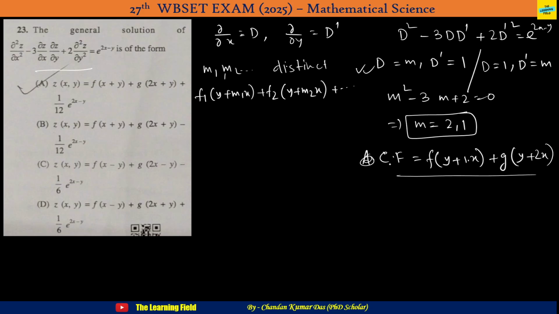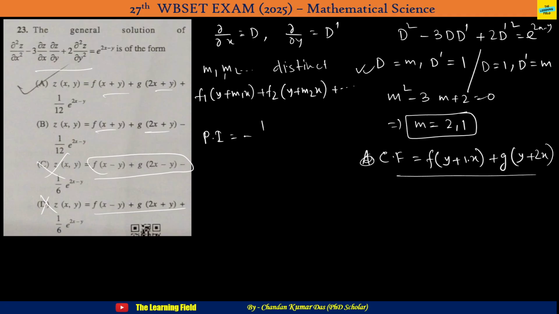So now we can discard options based on the CF. This has a minus, so cancel out. This also has a minus and plus, cancel out. But we need both roots to be plus. Here in these two options we get the same. Then we have to find the PI now. Fine. So PI equals what?